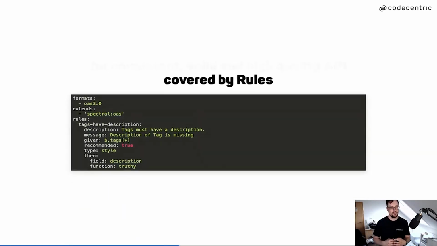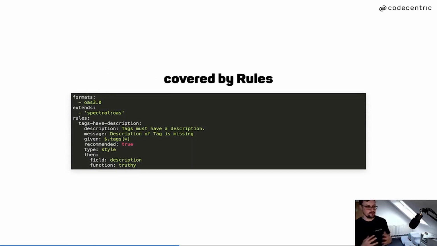And why could we create this? Because everything is covered by rules. So normally these two tools we saw on the slides before have rule sets in combination with the OpenAPI specification. So we have a format for 3.0, 2.0, and we could extend things with what Spectral or OpenAPI CLI brings with it, or we can create our own rules to create real rule sets, or plugins, as it is called in the OpenAPI CLI world.